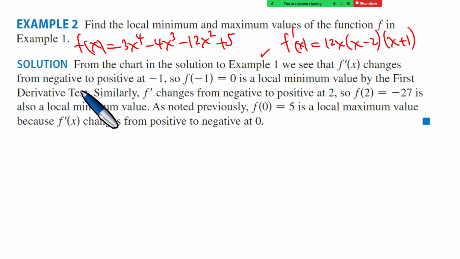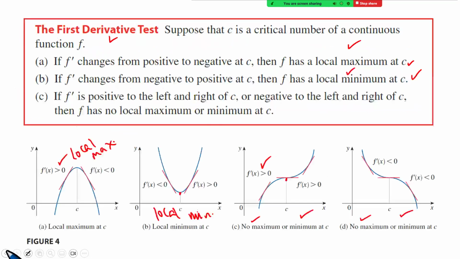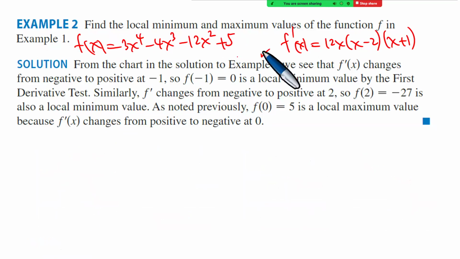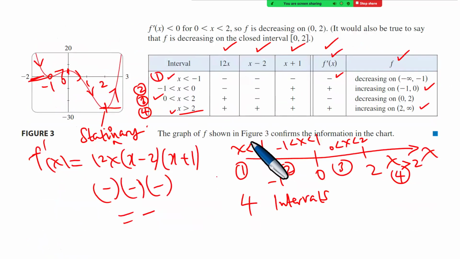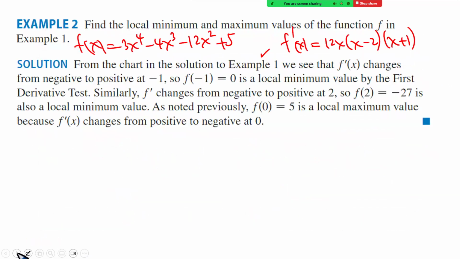So from the chart in the solution to example 1, we remember the chart. These are the two functions: the function f and its derivative. The derivative has already been factorized. But remember the chart we're just looking at. Where is the chart? This is the chart. Let's see what the examiner is saying here.